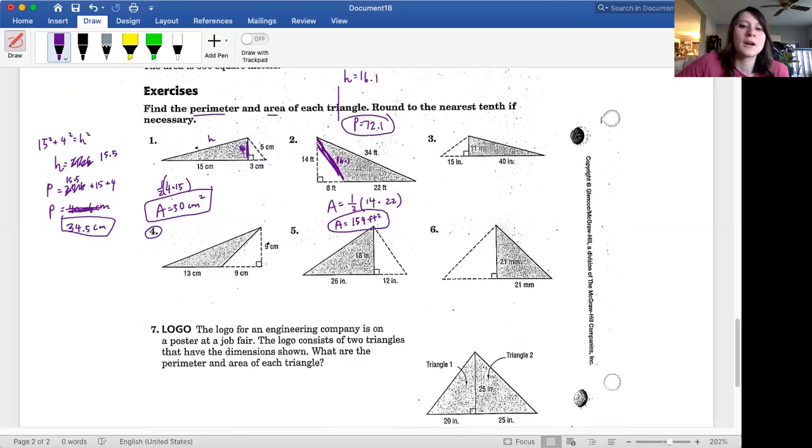So number 4, we've got 9, 9, and we have to find this third side. And so we have 9 squared plus 9 squared equals hypotenuse squared. And so work that out. Hypotenuse is about 12.7. So that's 12.7.